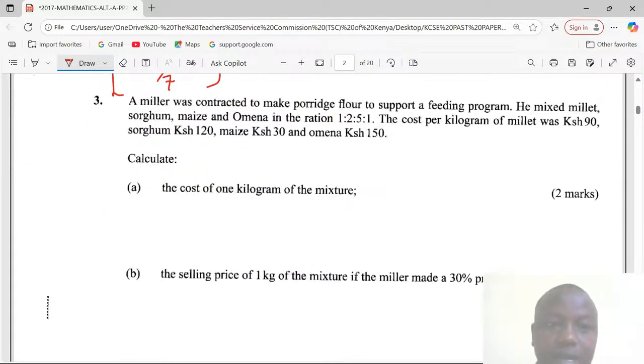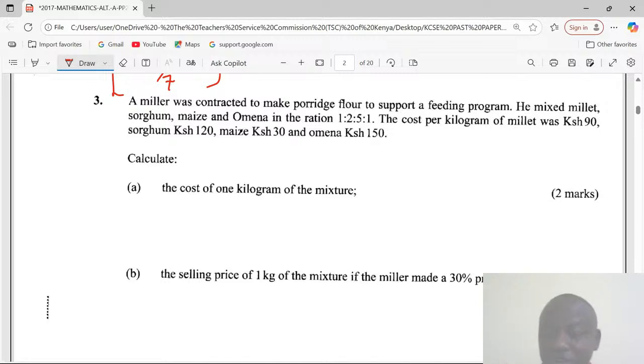At number 3, Amila was contracted to make porridge flour to support a feeding program. He mixed millet, sorghum, maize, and omena in the ratio 1:2:5:1. The cost per kilogram of millet was 90, sorghum 120, maize 30, and omena 150 Kenya shillings. Calculate in part A the cost of 1 kilogram of the mixture.